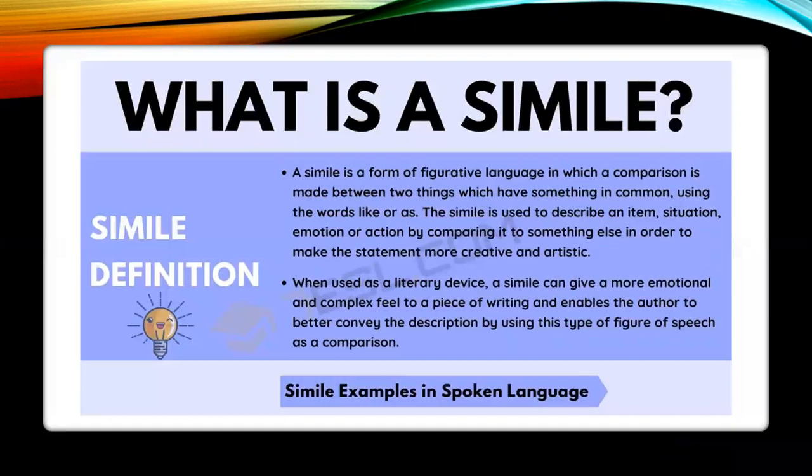What is a simile, you ask? A simile is a form of figurative language in which a comparison is made between two things which have something in common, using the words like or as. The simile is used to describe an item, situation, emotion, or action by comparing it to something else in order to make the statement more creative and artistic.